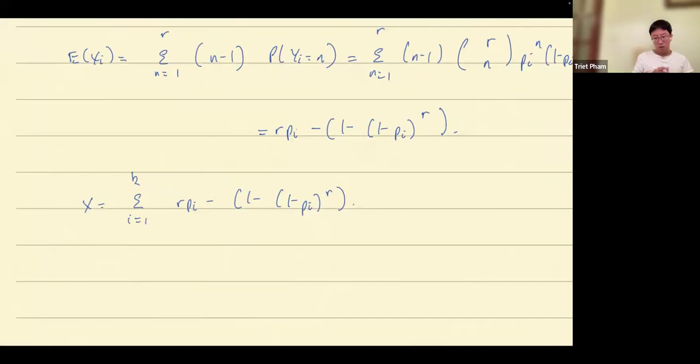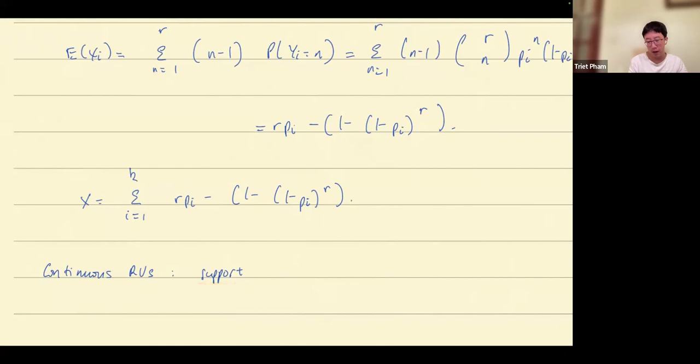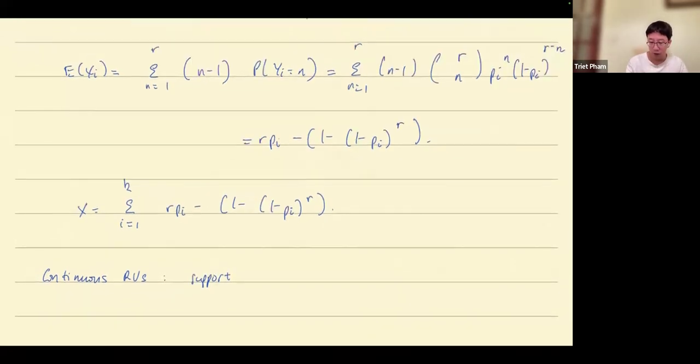So what else can we say about random variables in general? We talked about discrete random variables, so let's move to the continuous family. Just like discrete random variables, with continuous random variables you have to pay attention to the support. But maybe before that, let's take a step back and see what is special about a continuous random variable.